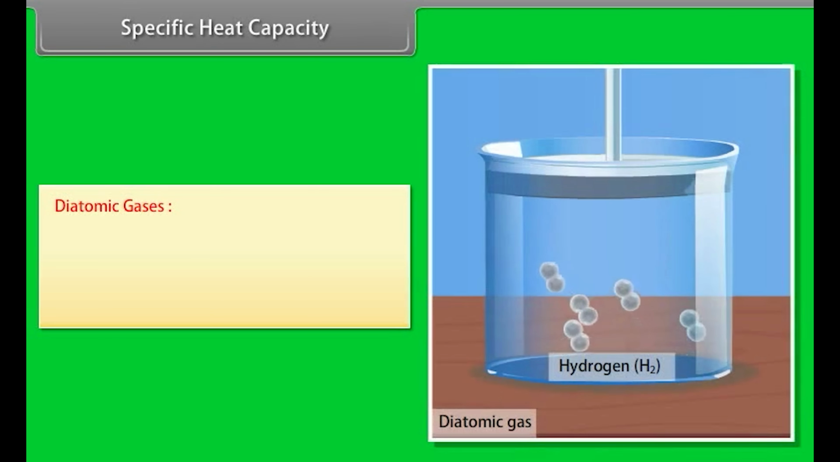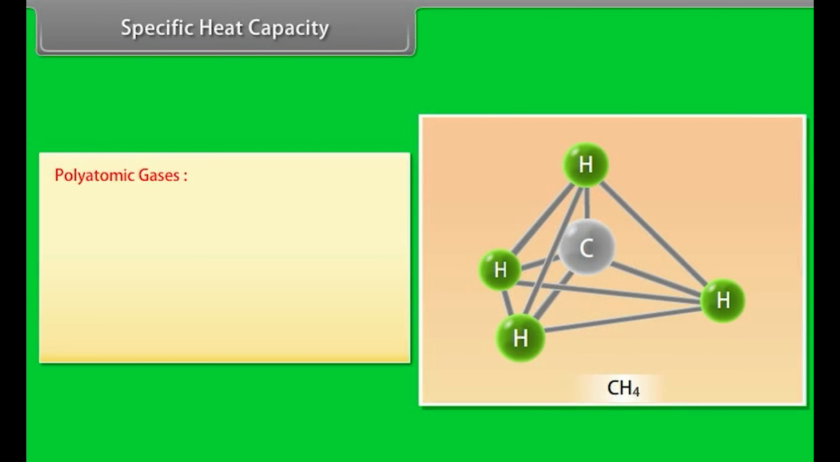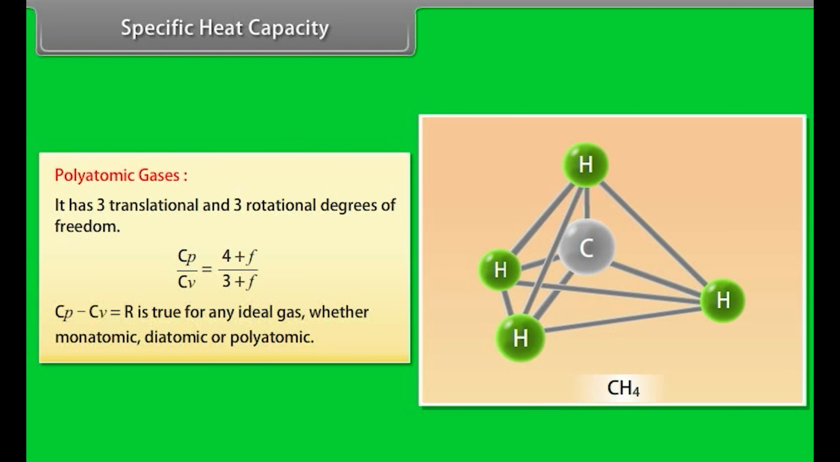Diatomic gases. The number of degrees of freedom of a diatomic gas is 5. Cp by Cv is equal to 9/7. Polyatomic gases. It has 3 translational and 3 rotational degrees of freedom. Cp by Cv is equal to (4 plus f) upon (3 plus f). Cp minus Cv is equal to R is true for any ideal gas, whether monoatomic, diatomic or polyatomic.